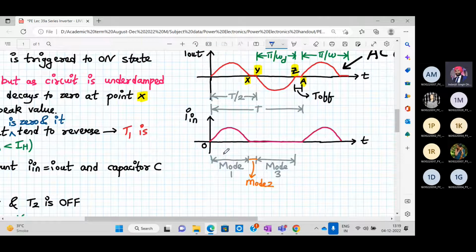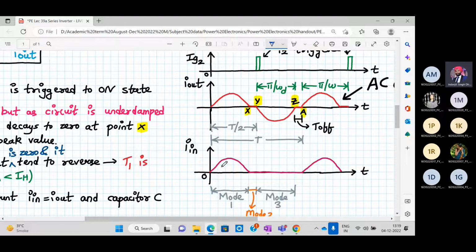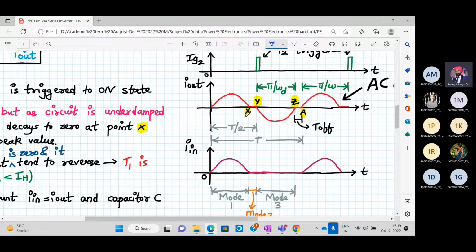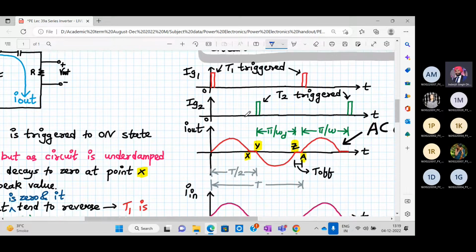That's what I'm saying. This is mode number one. In mode number one, the current starts from zero, reaches a peak, and goes to zero at point X. And at point X, your SCR number one is off.